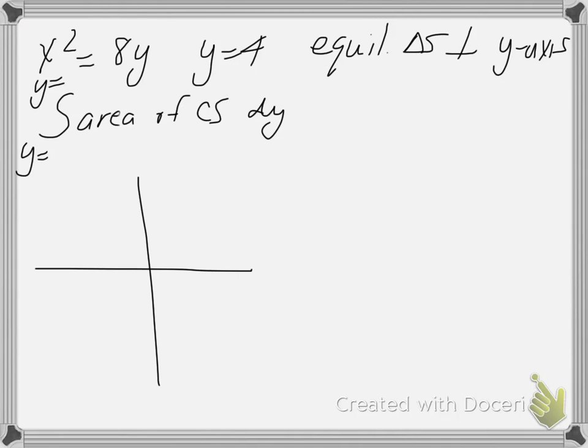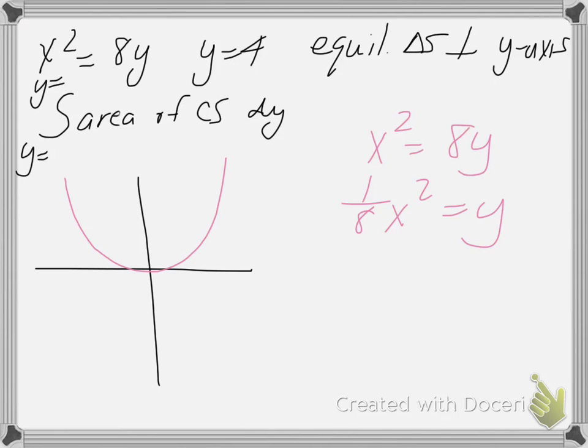I'll just do this on the side. If you have x squared equals 8y, and you divide both sides by 8, you get 1/8 x squared equals y. So this is just a parabola that's a little thinner than a normal parabola, and it should look something like this. And then y equals 4 would look like this. So we're talking about this middle piece in here.